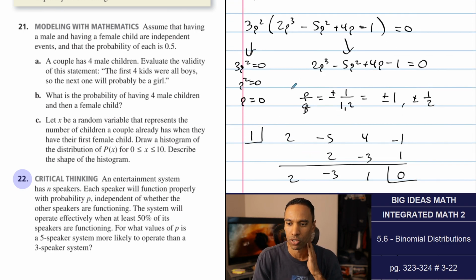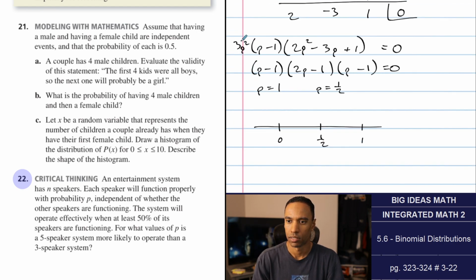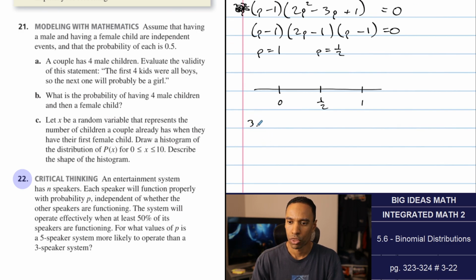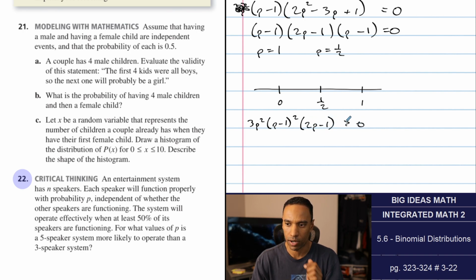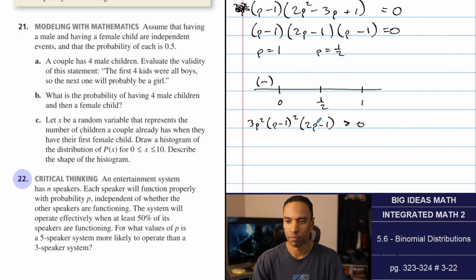If I test numbers less than 0 in my factored form, I need to put the 3P squared in here as well. Let me rewrite this: 3P squared times P minus 1 squared times 2P minus 1. When is this greater than 0? When I plug in numbers less than 0, I get a positive, positive, negative. So this bit is negative.